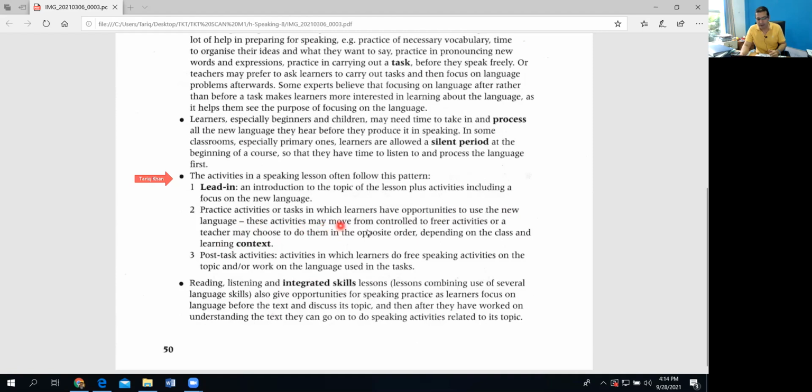These activities may move from control to freer activities. Control practice, you understood. Okay? In control practice, as the name is control, the teacher is controlling the activity. Students do not have much choice to use the language from their side in the control practice activity. But when it comes to freer activities, compared to the control practice activity, the student has a bit more choice to use language freely.